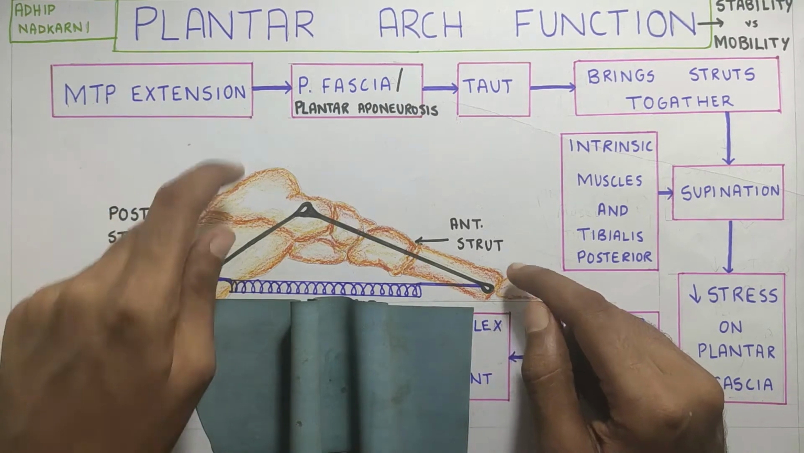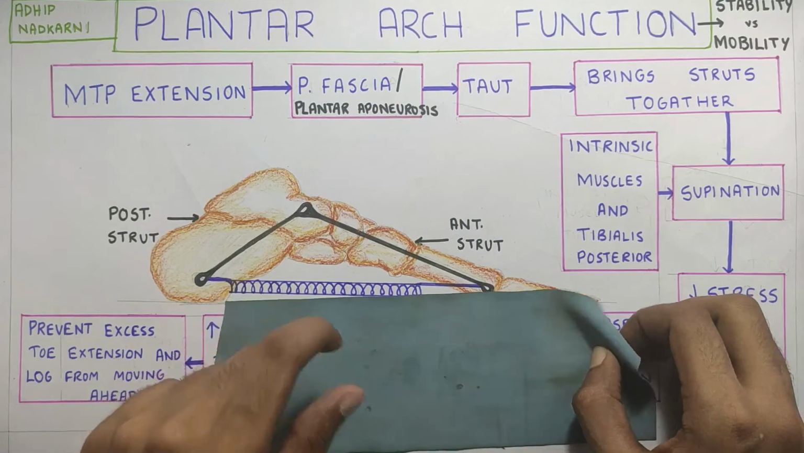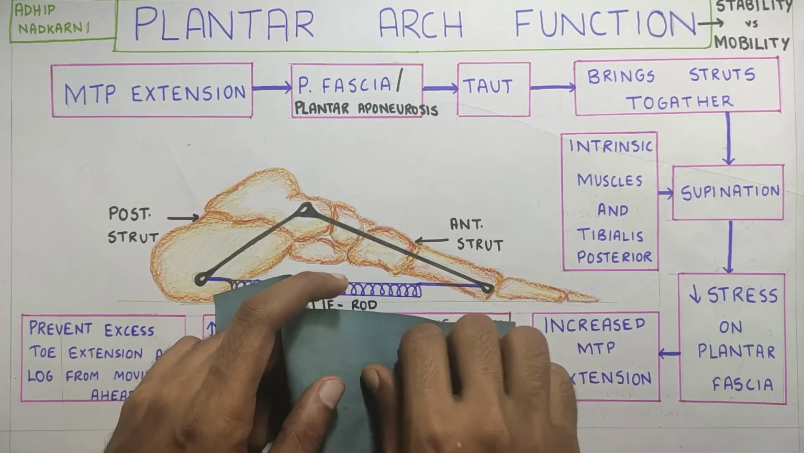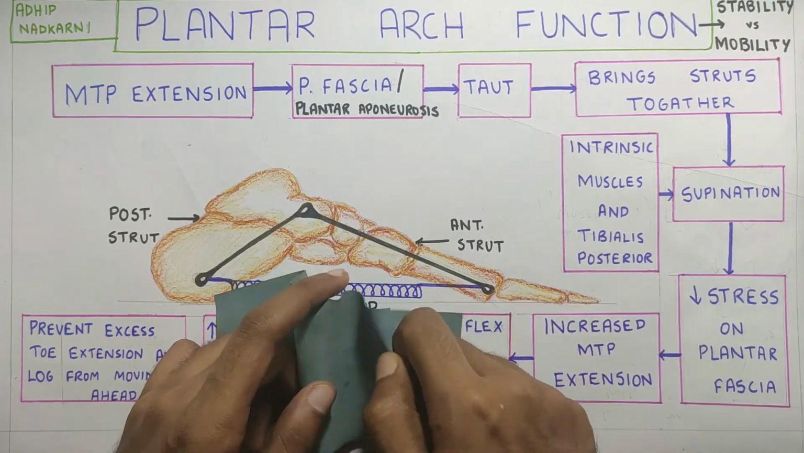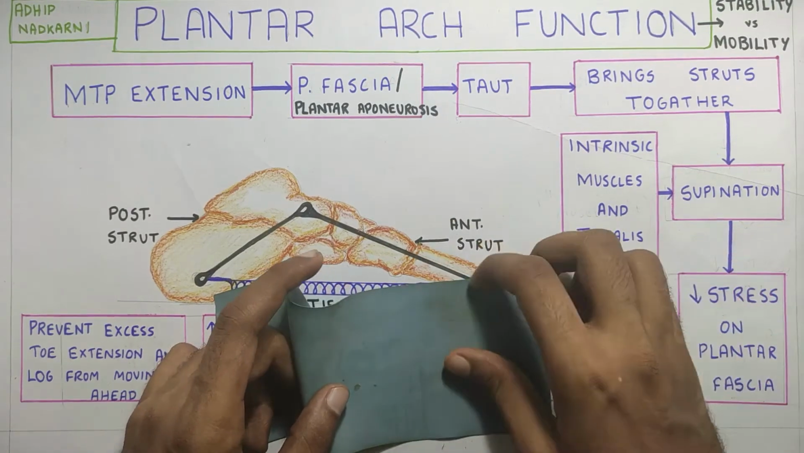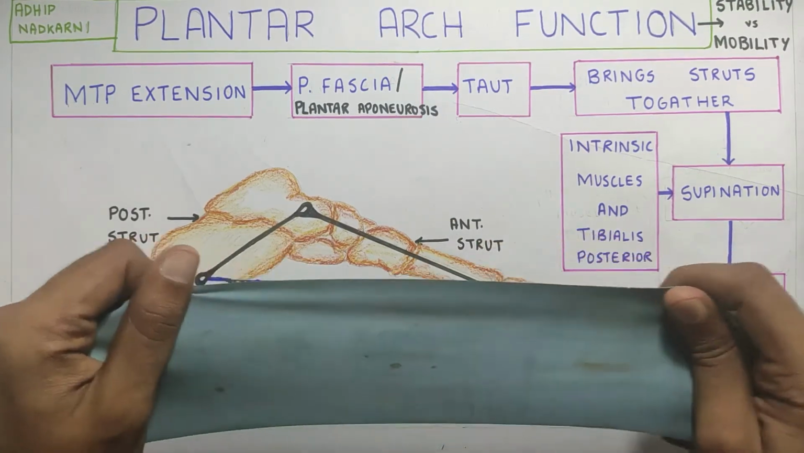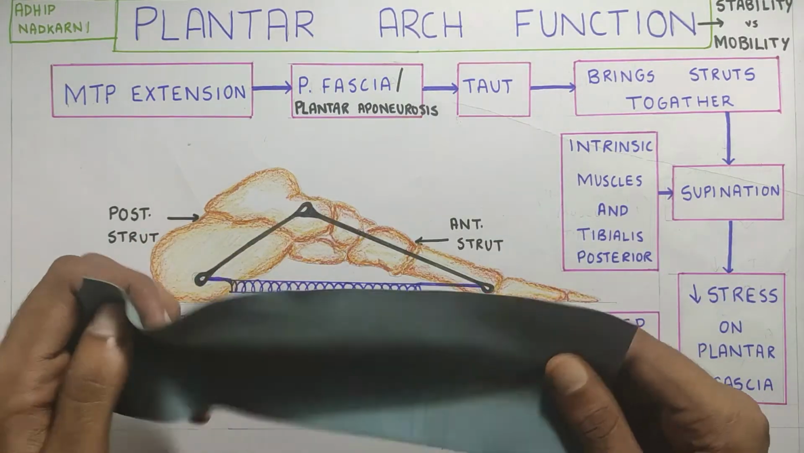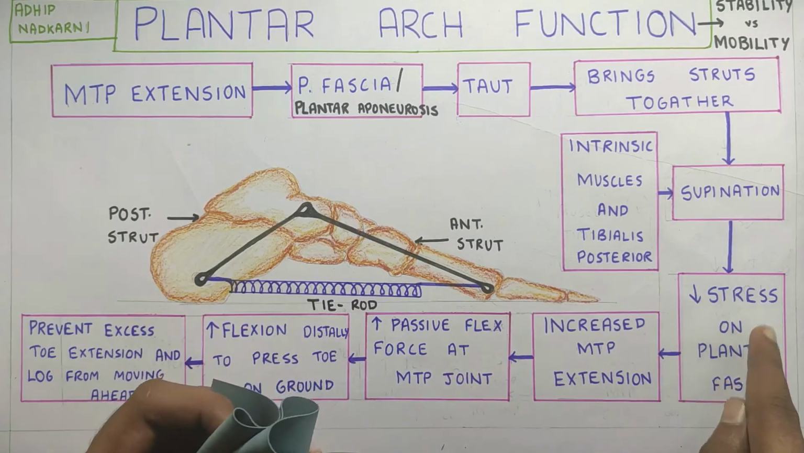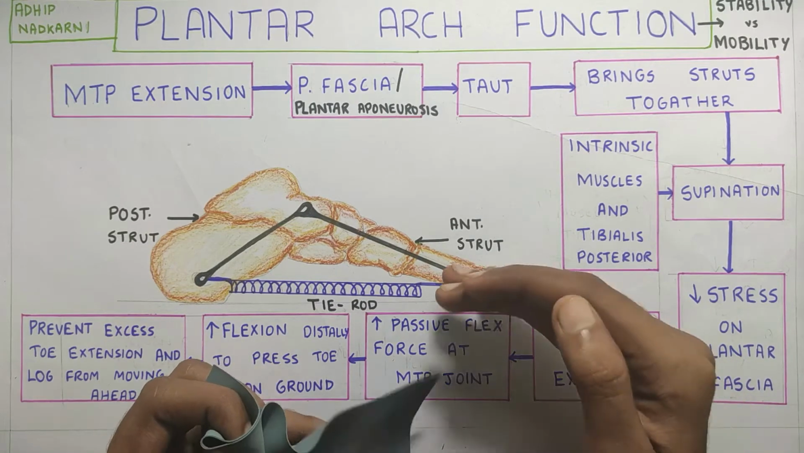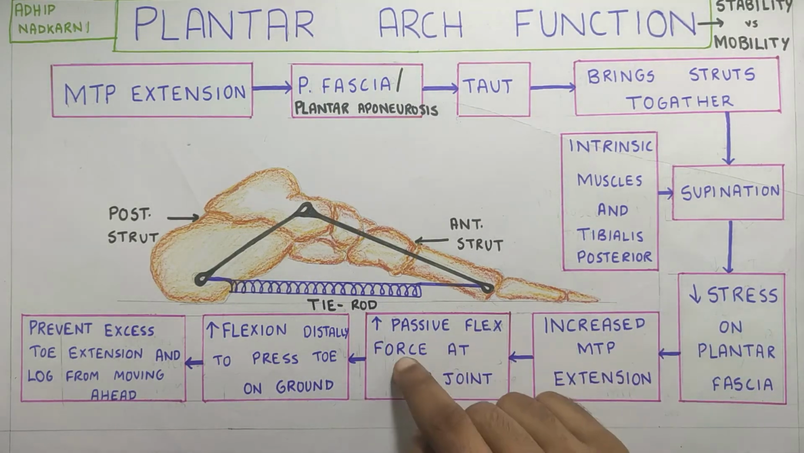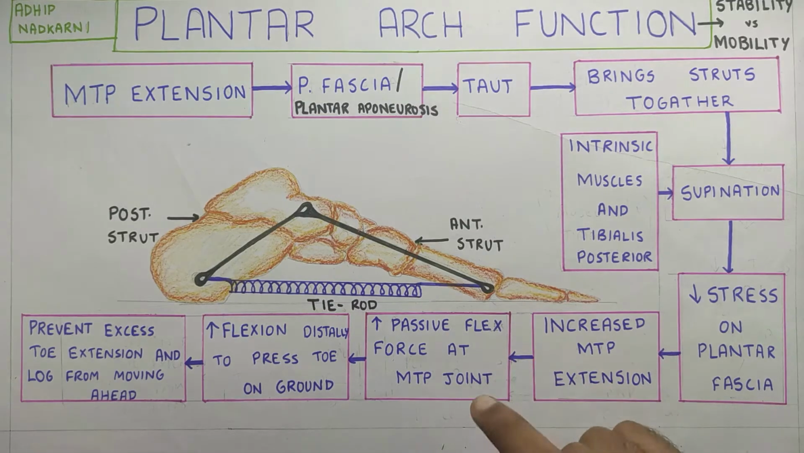How? See, when MTP extension happened, it became taut, right? When supination occurred, it became loose again. So now MTP has more range. It can go even further into MTP extension to get the plantar fascia taut again. So when plantar fascia is lax again, that is, stress on plantar fascia reduces, there is increased MTP extension. And when there is increased MTP extension, the passive flexor force at the MTP joint will be increased.